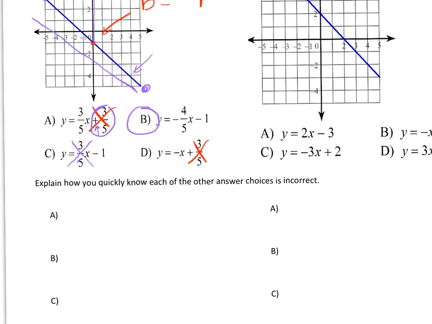So hit pause, write out in words why each answer choice was wrong. It doesn't have to be a lot, just a quick explanation of why. Go ahead and hit pause now and do that.